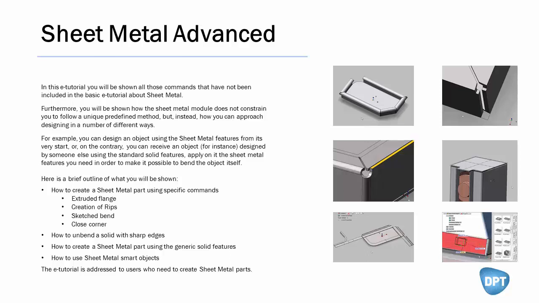For example, you can design an object using the sheet metal feature from its very start, or, on the contrary, you can receive an object, for instance, designed by someone else using the standard solid features, and apply on it the sheet metal features you need in order to make it possible to bend the object itself.